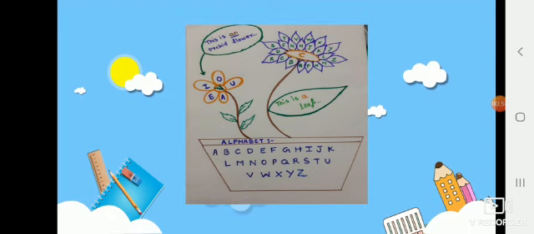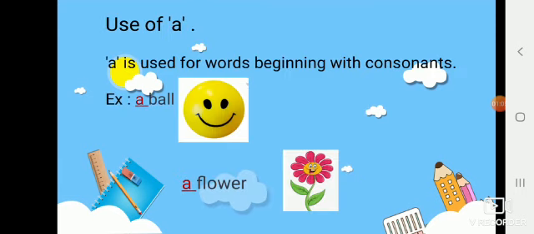Now, we will see the actual use of a and an. Where to use a and where to use an. Firstly, we will see the use of a. Whenever a word begins with a consonant sound, a is used. It means a is used for words beginning with consonants. For example, a ball.